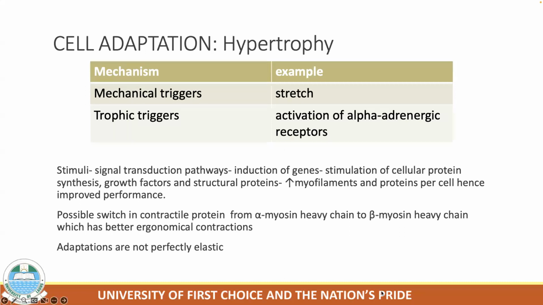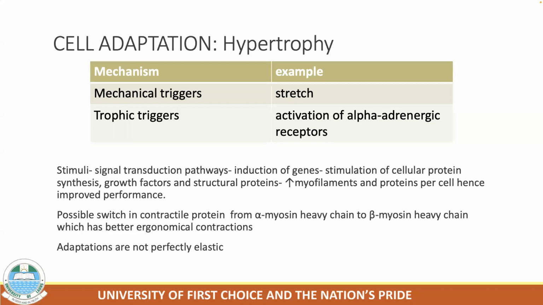So hypertrophy is commonly caused by mechanical triggers or trophic triggers. An example for mechanical triggers is stretch. For example, if you exercise, right? For trophic triggers, we have where you have the main change happening, right?